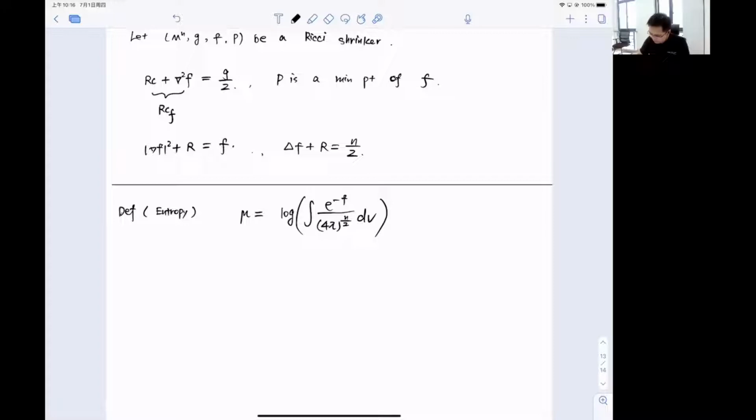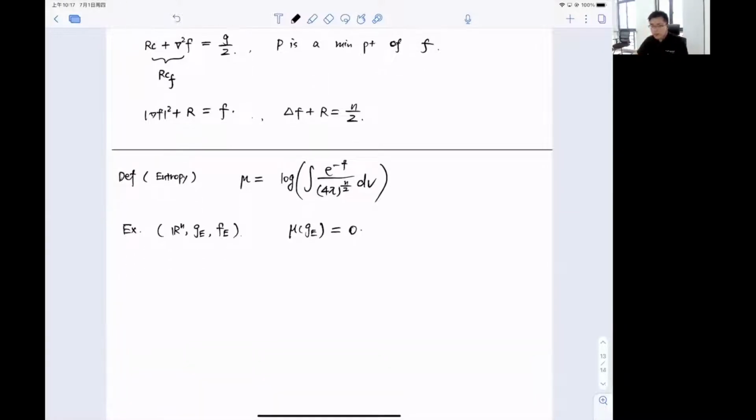For instance, if our Ricci shrinker is a trivial one, that is the standard Euclidean space with the standard |x| squared over 4 as potential function, we can easily see that the integral in the bracket is just the Gaussian integral. That is our heat kernel, which is equal to 1, so mu must be equal to 0. So the entropy of the standard Euclidean space is always equal to 0.